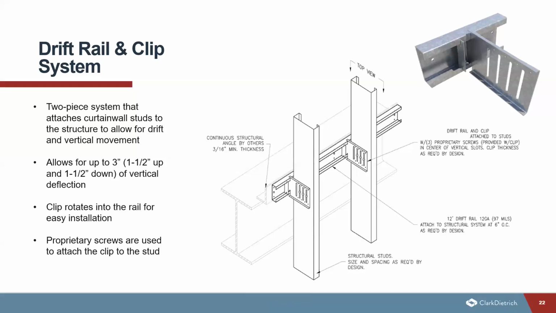Next, we have a couple of different types of connectors. The first is going to be a drift rail and clip system. Now, this is a 2-piece system that attaches the curtain wall studs to the structure. And again, it's going to allow both drift and deflection or the vertical movement. It's going to allow for 3 inches of vertical deflection. And the clip, the way it's installed, it's a little bit different. The clip is actually going to rotate into the rail, making it a little bit easier for installation.